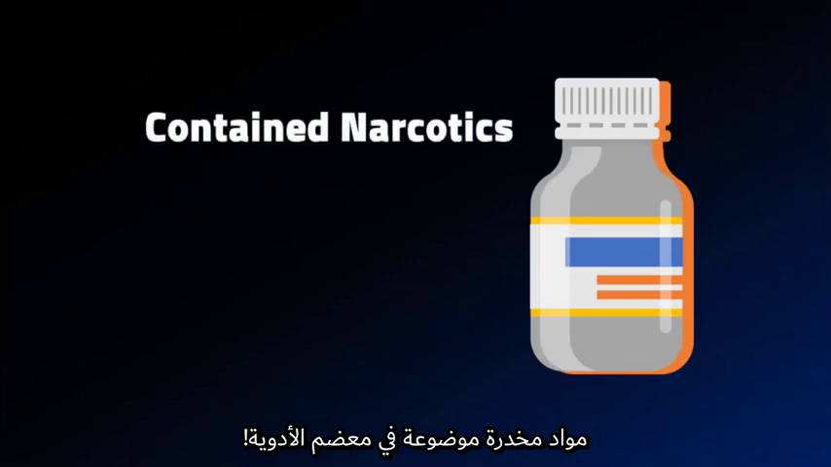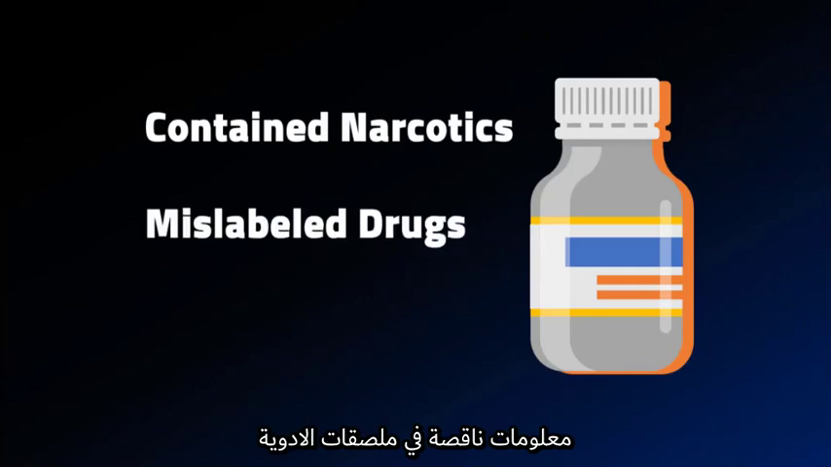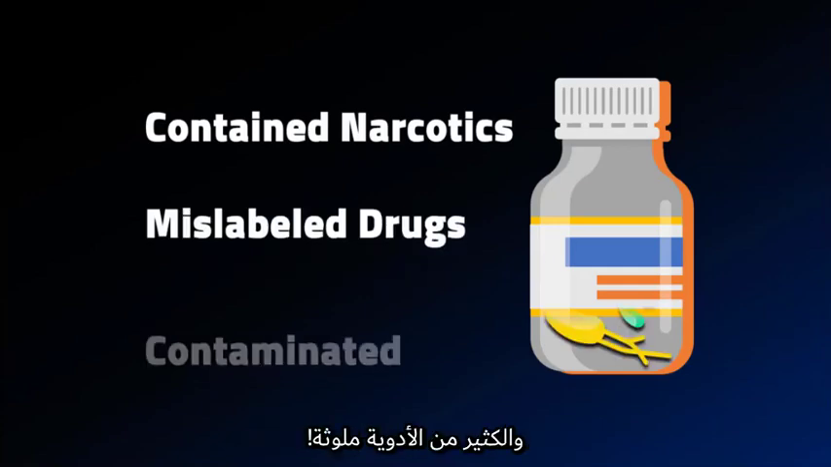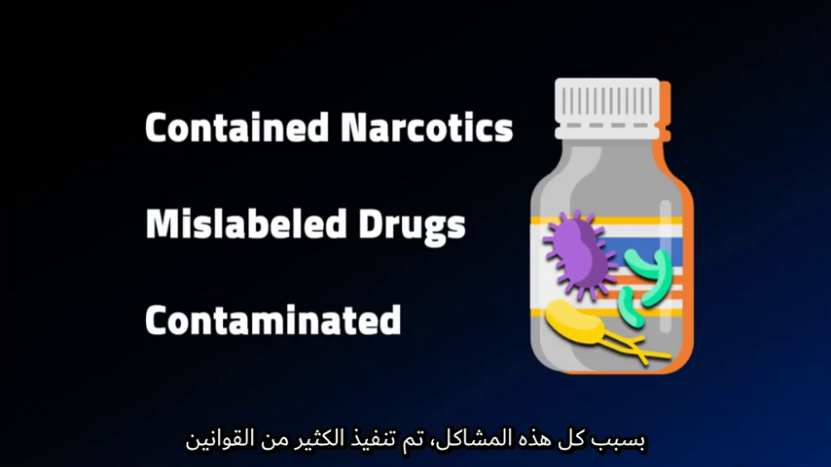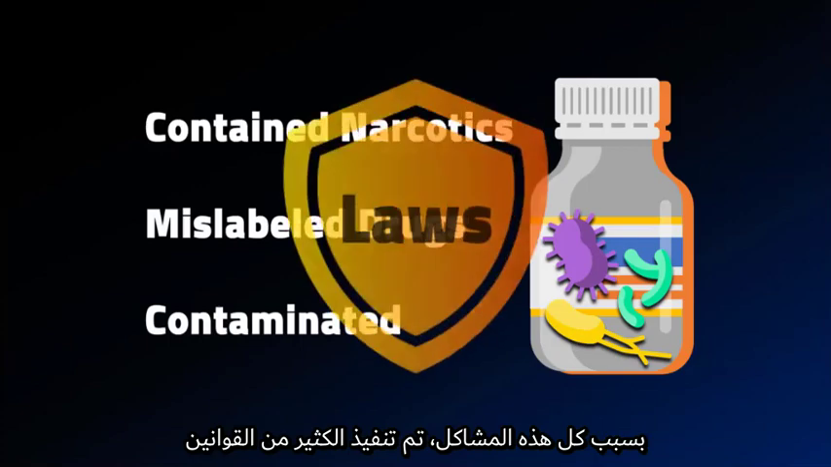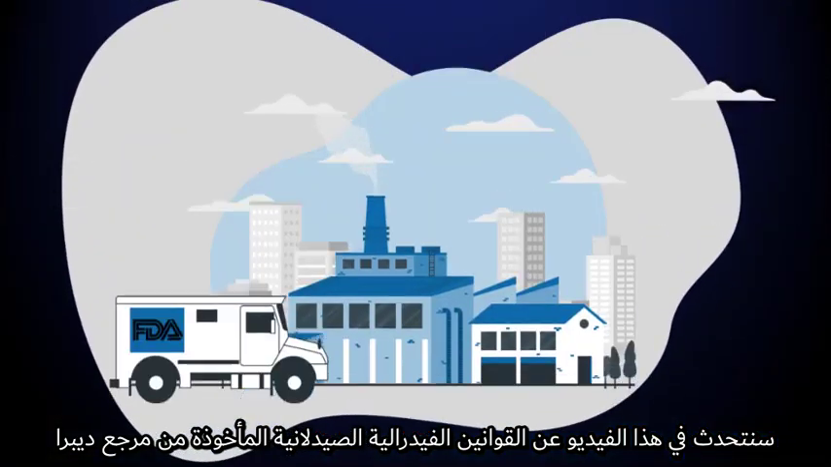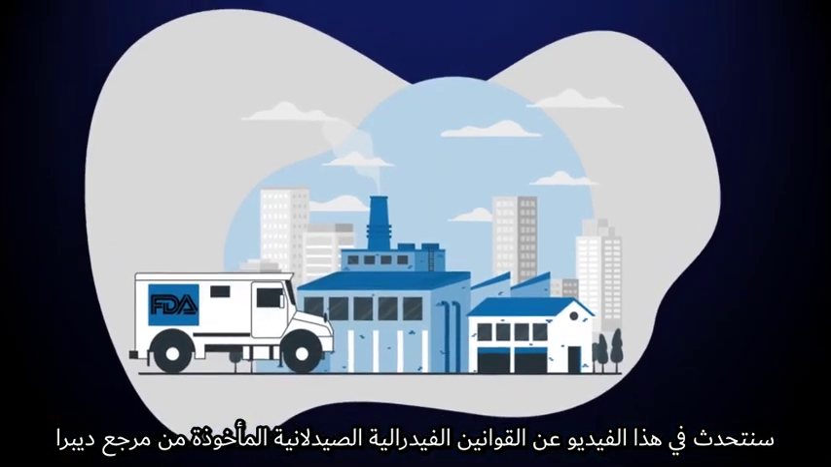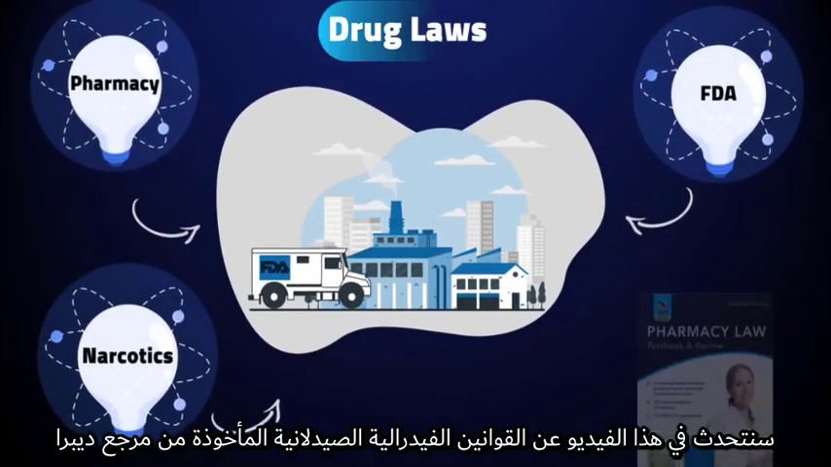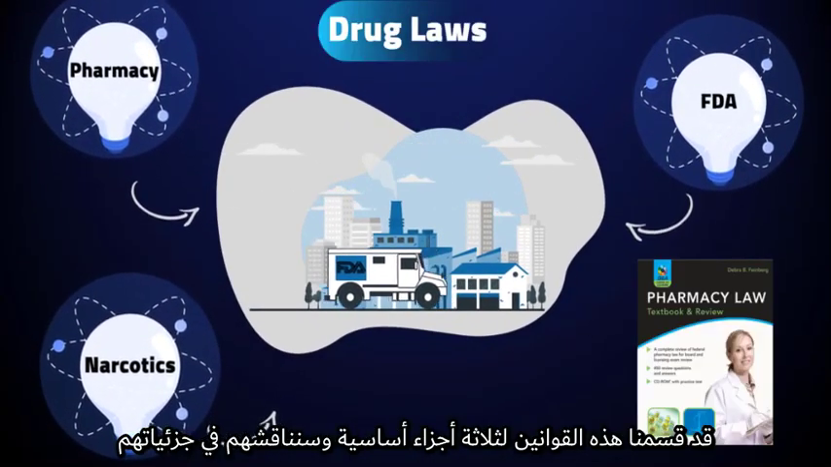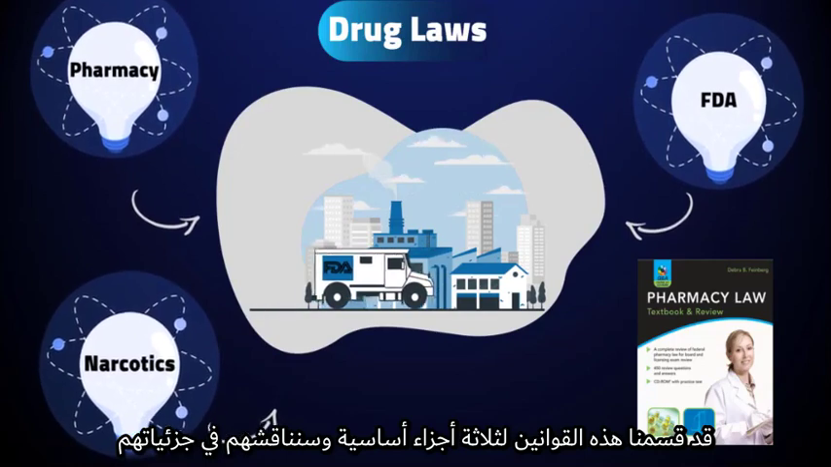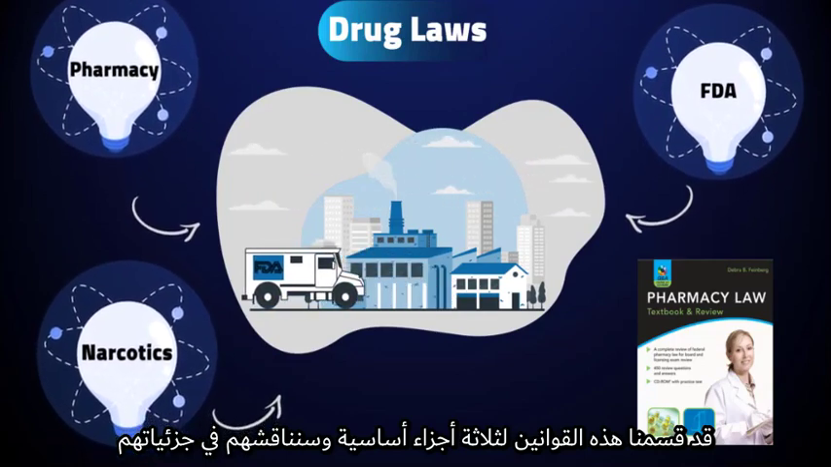Narcotics are incorporated in most drug products, provided label information is not enough. Many products are contaminated. Due to all of these problems, many laws were enacted and incorporated. In this video, we'll talk about the history of federal pharmacy laws, which are taken from Debra's textbook, Pharmacy Law. We divided these laws into three main titles, and we will discuss laws related to each title.